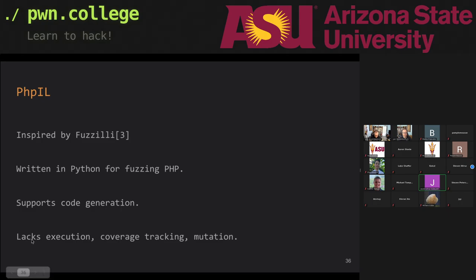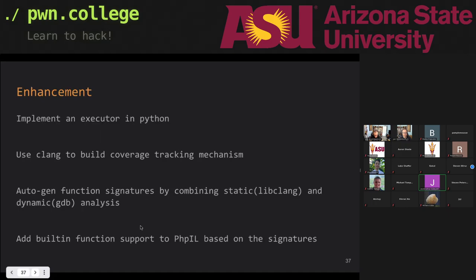We used PHPIL and modified it a bit further and implemented an executor that would run PHP with the input that was generated. We use Clang's sanitizer coverage that helps us keep track of what kind of coverage we get. We also auto-generated the function signatures from PHP by combining static and dynamic analysis. We then use this list of function signatures to target built-in functions in PHP, which did not exist in PHPIL.